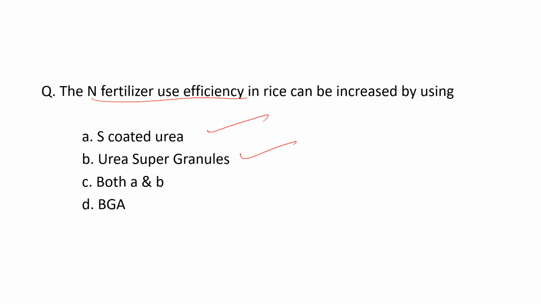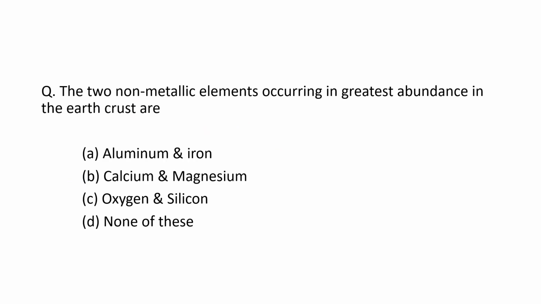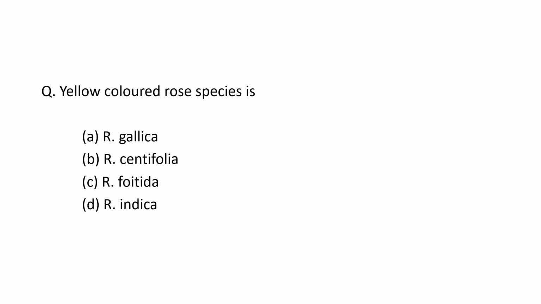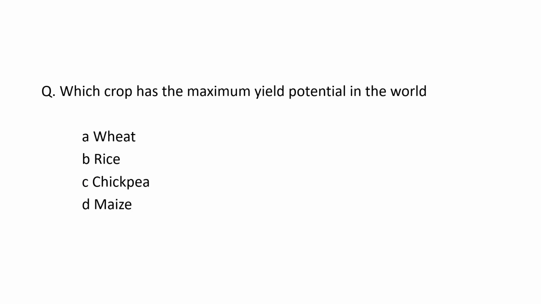The right option is C, both A and B. The two non-metallic elements occurring in greatest abundance in the earth crust are, the right option is C, oxygen and silicon. Yellow colored rose species is, the right option is C, Aphotida. Which has the maximum yield potential in the world? The right option is D, maize crop.